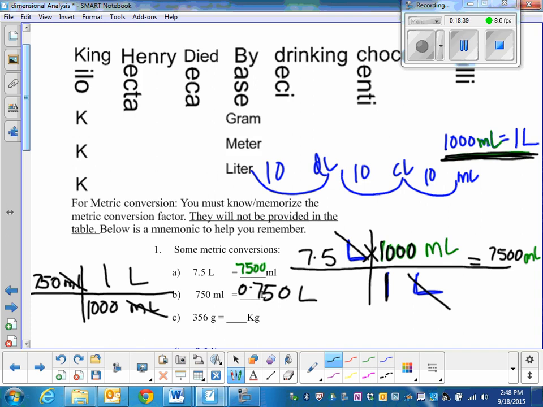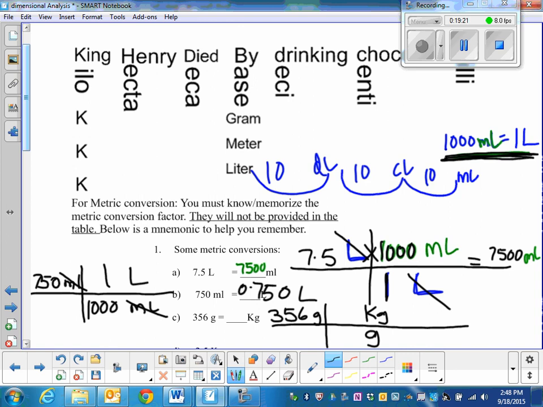Okay. Let's do one more problem. So what do I write first? I draw the track. Somebody wants to help me? David, what number do I write here first? 356 grams. David, what do I bring down? You bring grams because I want to cancel out grams. Is that right? What will I write on top? Kilograms.